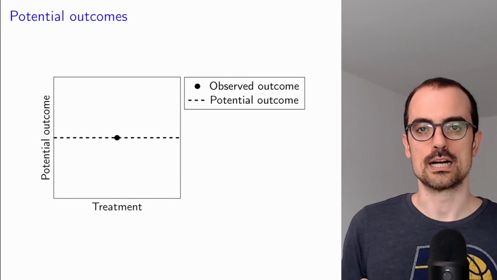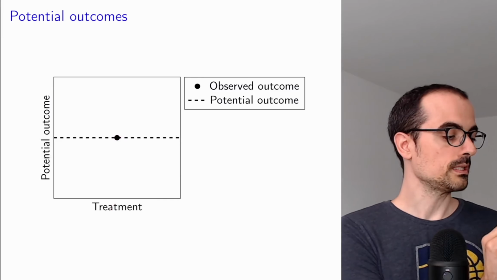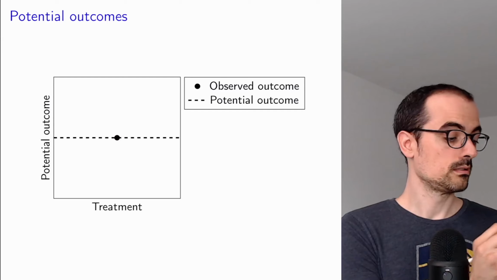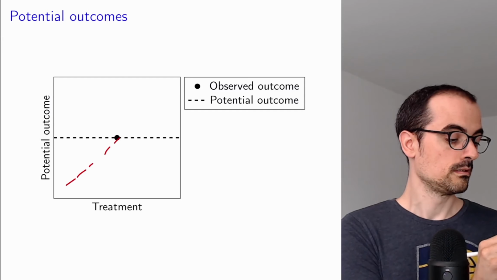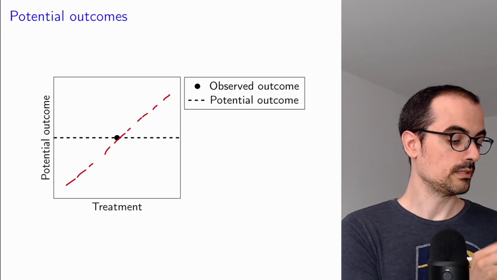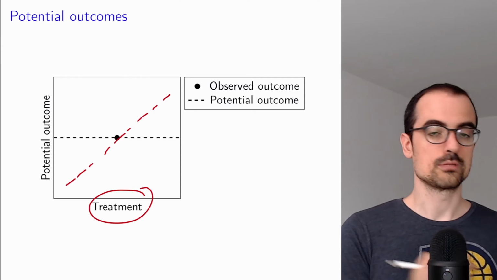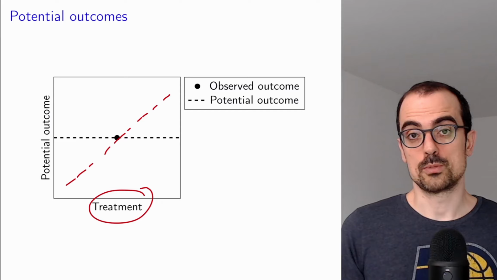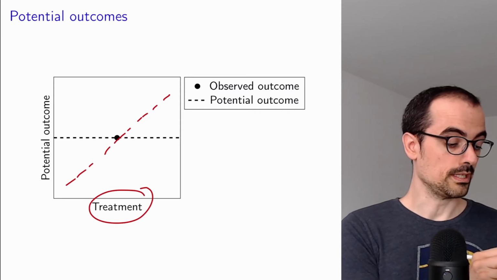In fact, here because this is a simulated example, a synthetic example that I made up, we know that the potential outcome does not depend on the treatment, but it could have equally well been like this. In this case, more treatment, like higher value of the treatment, corresponds to a higher value of the potential outcome, but we don't know because we only see one data point.